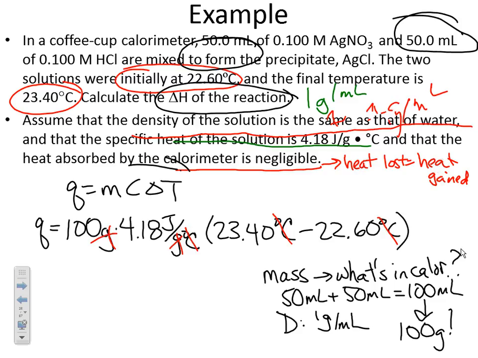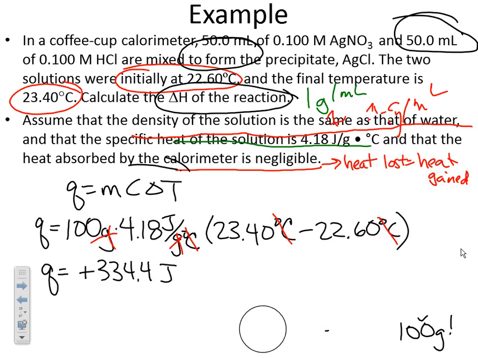You could actually do this in a T-chart, and I have had students do this with a T-chart because realistically Q equals MC delta T is not really a mathematical formula. It's really just getting units to cancel. That's all it is. So doing that math, we get a Q value of positive 334.4 joules. Right? Everyone should agree with me. That's the Q value that you get.